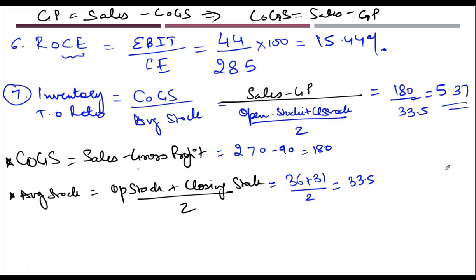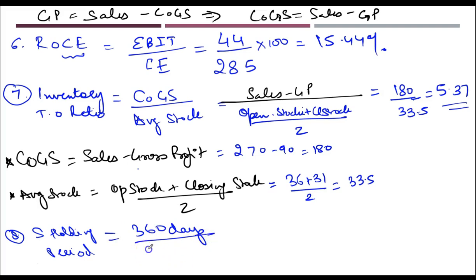Okay, now the next question is stock holding period. Now this is very simple. Once you have calculated the stock turnover ratio or the inventory turnover ratio, after that finding the stock holding period is pretty easy. Why? Because how you calculate this is 360 days divided by your stock turnover ratio.